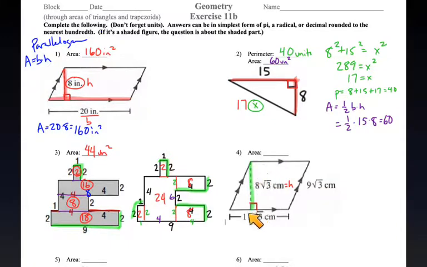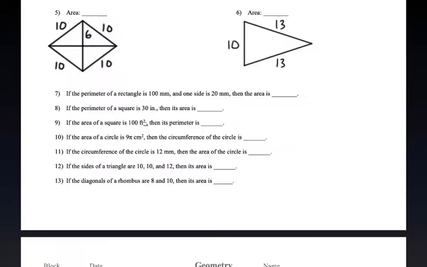Number 4, this is a parallelogram. That's my perpendicular height. My base for that is 11 square root 3. The 9 square root 3 is not needed. Multiply those across. The numbers on the outside multiply, and the numbers on the inside do too. The square root of 3 times the square root of 3 is 3. So 88 times 3 is 264 units squared.